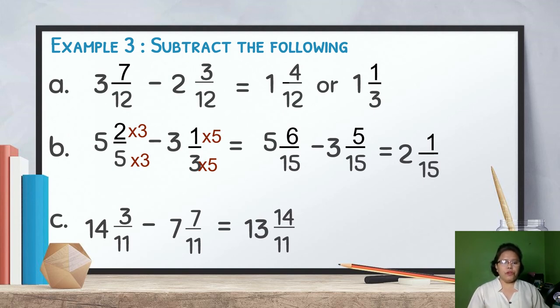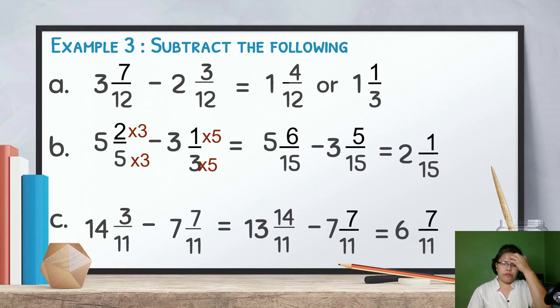So, you now have 13 and 14/11 minus 7 and 7/11. So, this time, pwede na siyang i-minus, di ba? So, 13 minus 7, you have 6. And then, yung 14 minus 7, pwede na. Kasi mas malaki na yung nauna eh. So, 14 minus 7 ay 7 lang din. So, 7/11. So, final answer natin is 6 and 7/11. Alright?